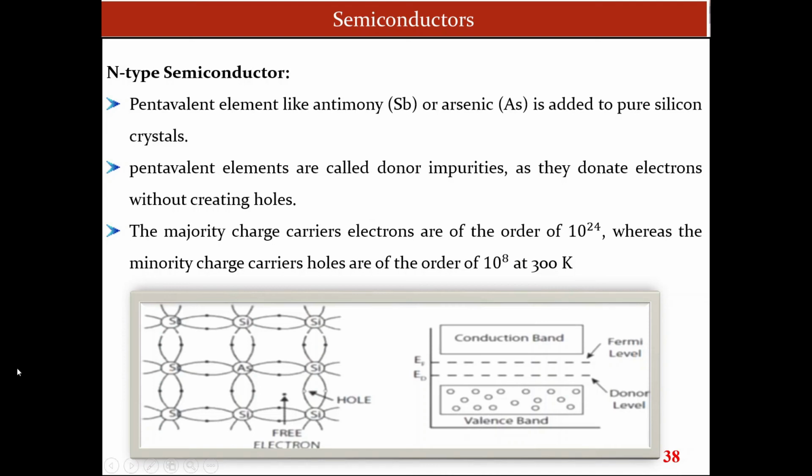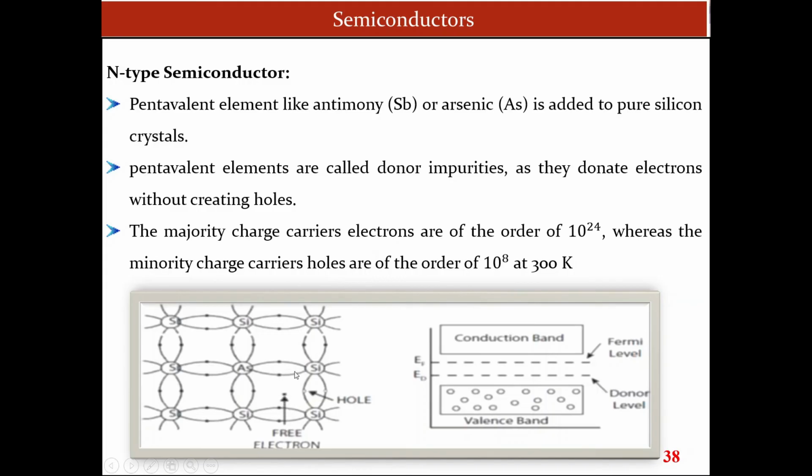As you can see here, this is an example of an n-type semiconductor. This is silicon, but in the middle we have arsenic. Arsenic has 5 electrons in the outermost shell. Four of them bond with the silicon, one on the left side, right side, up and down, so 1 electron is left. This left electron comes from the arsenic. That's why we get the majority carriers, which are electrons.